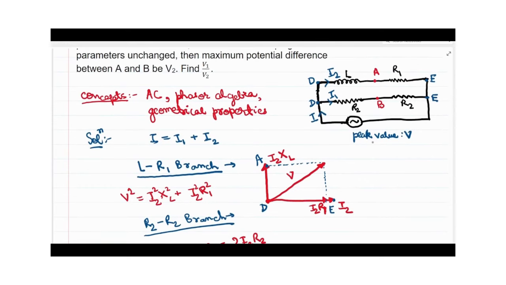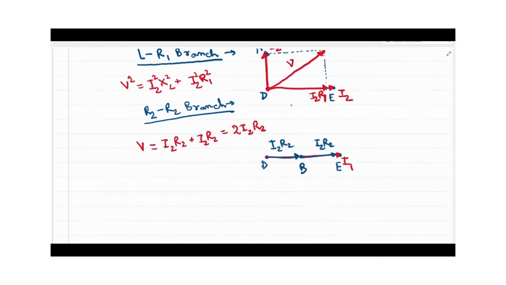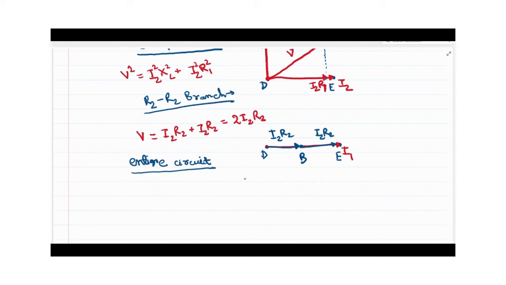Anyone can say it is the voltage source V. It is common to both the branches, right? Both are in parallel, so the common phasor for the entire circuit. If we have to make a phasor diagram for the entire circuit, then the common phasor would be the voltage phasor V, right?